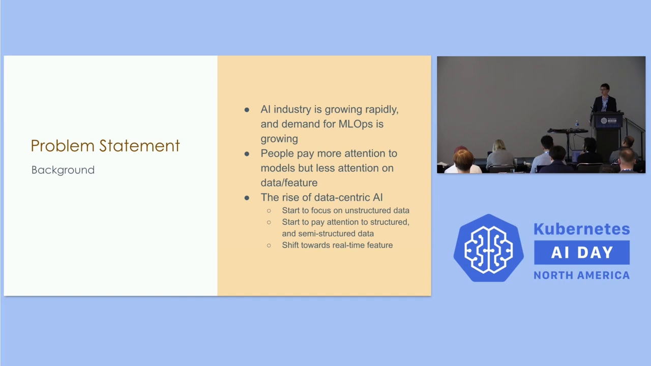So is the demand for MLOps and ML infra. In the past, people paid more attention to models, but less attention to data and features. Like the presenter in the first keynote mentioned, there is a shift from model-centric AI towards data-centric AI. Most people start to pay attention to unstructured data like image and text, and some industries also start to pay attention to structured and semi-structured data, like user interaction data and user static information data. We also see a trend of people shifting towards using more real-time features and building more real-time inference.